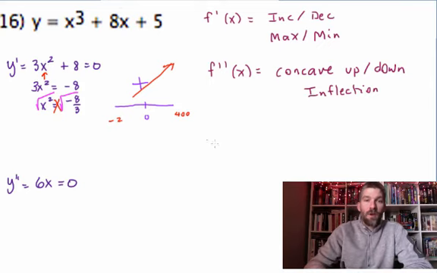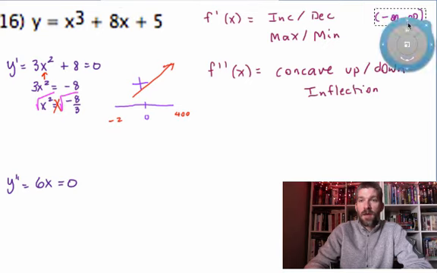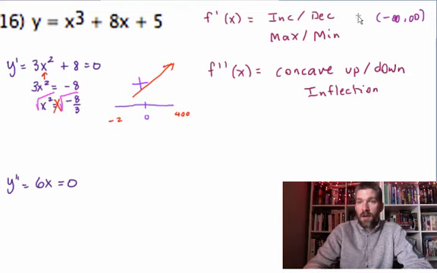Okay, so for this particular guy, where are we increasing? We are increasing from negative infinity to positive infinity. So this graph increases from negative infinity to positive infinity, and not only that, there's not really a max or min here, because we did not get a specific 0 for this particular problem.